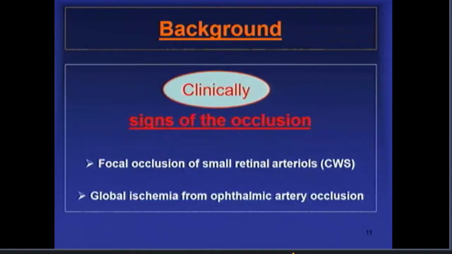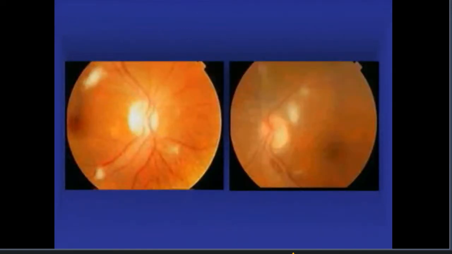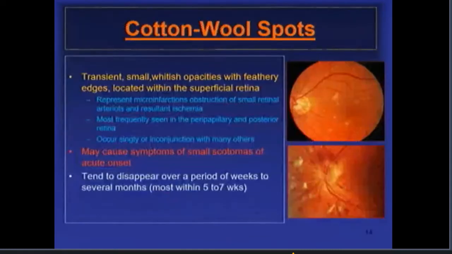Clinically, the signs of occlusion might be focal occlusion of small retinal arteries, like cotton wool spots, or global ischemia from ophthalmic artery occlusion or central retinal artery occlusion. Cotton wool spots represent the smallest examples of just mild arterial obstruction, and as you see here, these patients might be at risk of major causes of central artery occlusion.